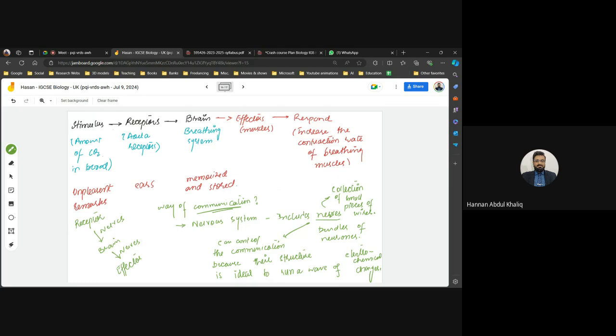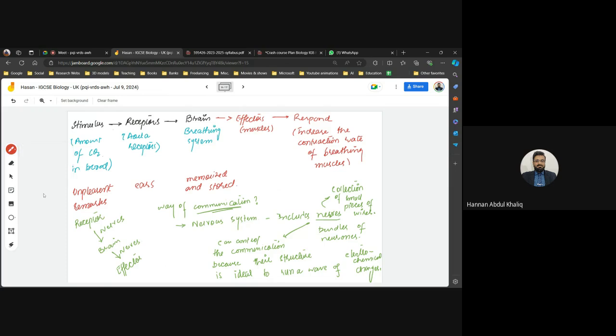Now, how can we differentiate them? Listen to me carefully. How can we differentiate between those nerves which are taking the impulse towards the brain and those which are taking the impulse away from the brain? Let me repeat my sentence. How can we differentiate between the nerves which are taking the impulse towards the brain and the nerves which are taking the impulse away from the brain?